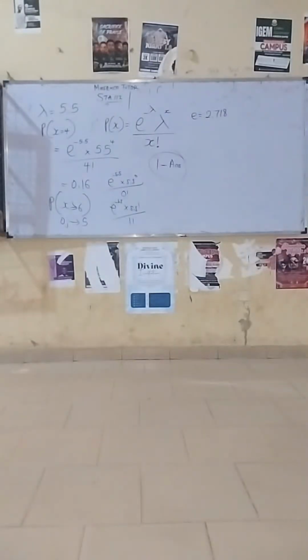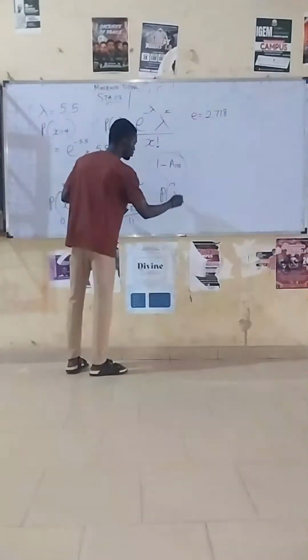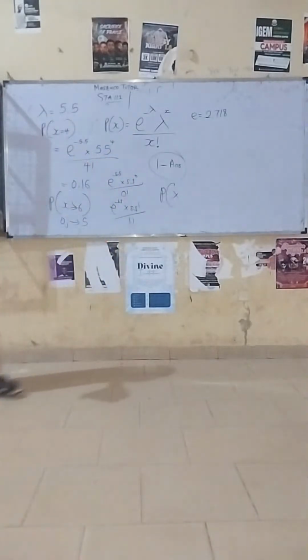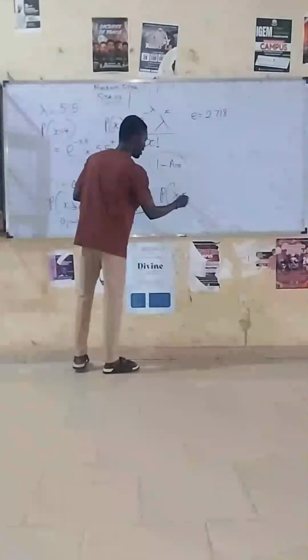Then the third part, just to translate the question, says probability of no more than 3 arrives. What does that statement mean? Probability of no more than 3. It means X less than or equal to 3. You can also do that too. So x less than or equal to 2.